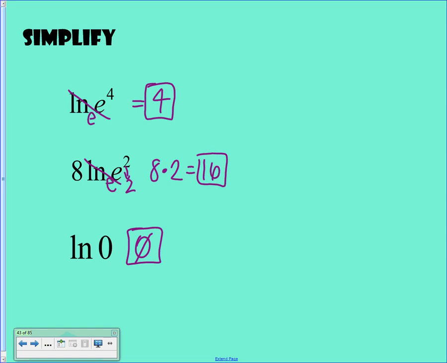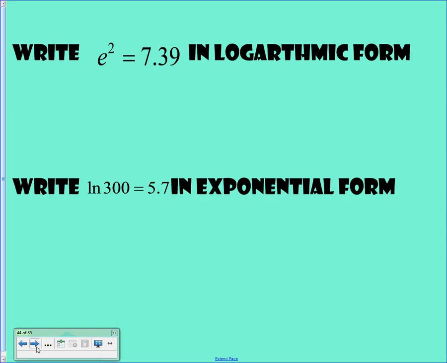Okay, write in logarithmic form. Again, we need to put a log in our answer. However, this e tells me that that means ln. So I'm going to write kind of the reverse. So I'll put my base down first, and then I'll flip sides. So I'll put ln of 7.39 equals 2. And if you want to check that in your calculator, if you type in ln of 7.39, you should get 2. So that's a good thing.